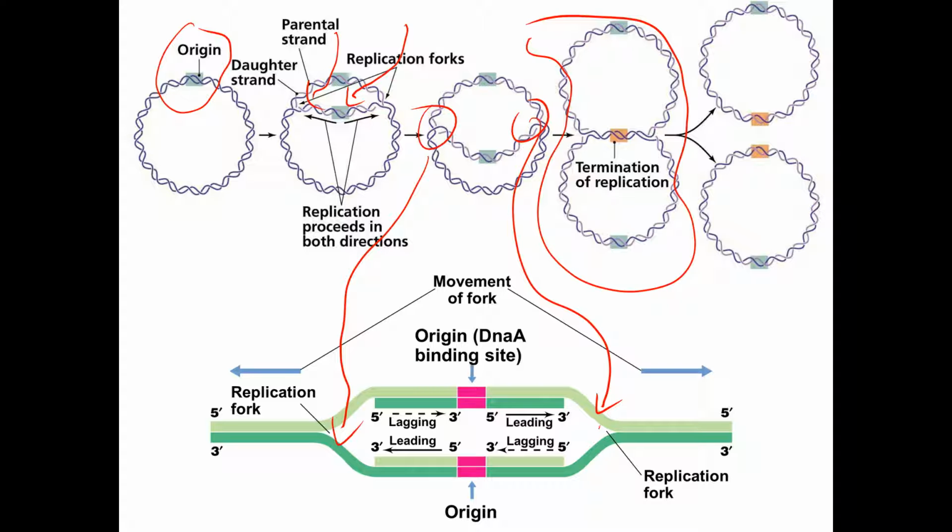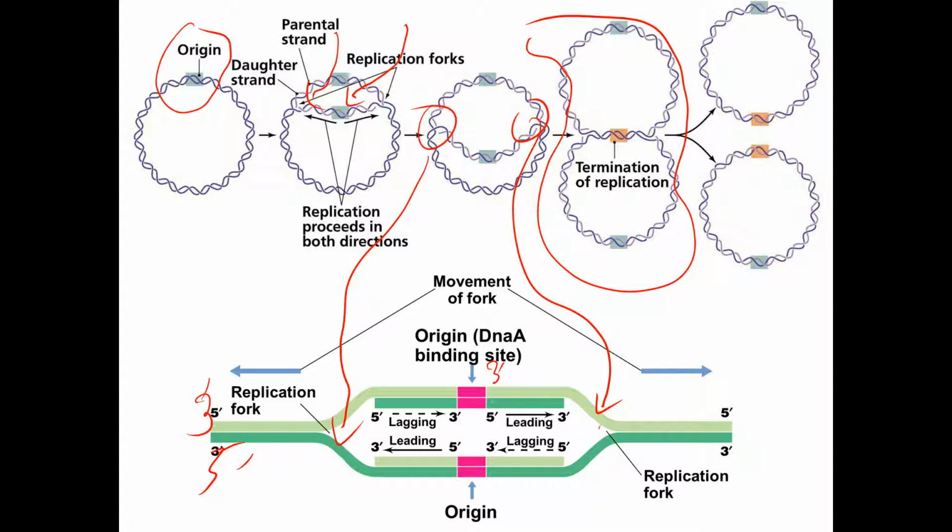that's going to be 5', 3', and then you have 5', 3'. This end had to be 5', this end has to be 3'. So it's a little typo. DNA replication always takes place in the 5' to 3' direction.